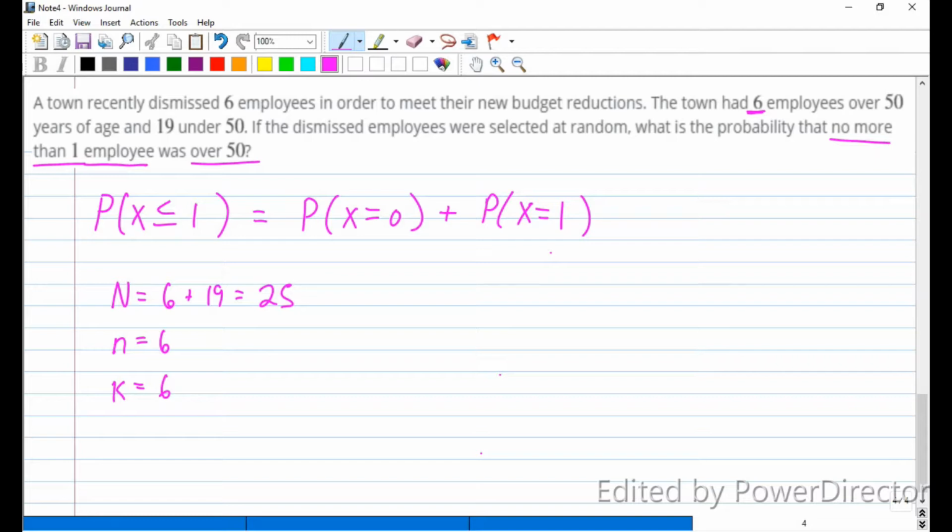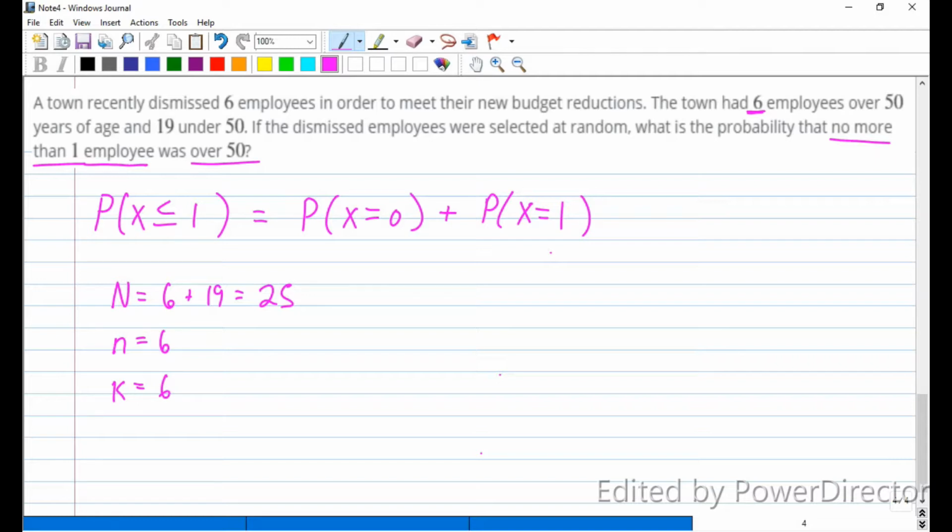If this problem had said, what is the probability that no more than one employee was over the age of 19, let's see, 6 employees over 50 years. If it had been about the 19 under 50, then the K would have been 19.